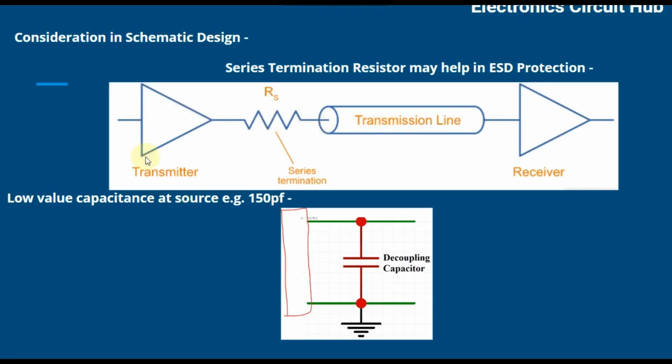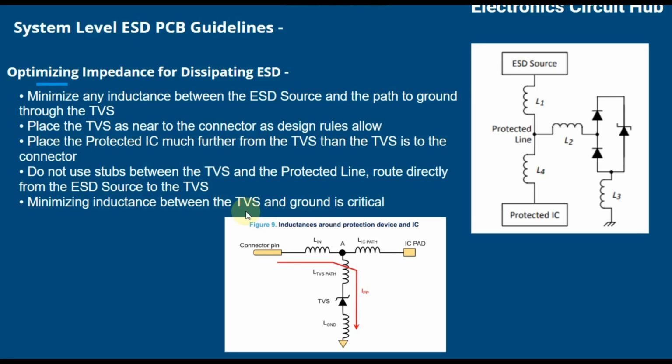You can say this is your transmitter, this is your receiver, and this is the transmission line, and you can use series termination RS to protect. It may help to some extent. You can also use a low value capacitance, for example 1 peak of 150 picofarad on your signal line, that is a decoupling capacitor, which will also help you in ESD. So how will you take care of system level ESD in the PCB design?